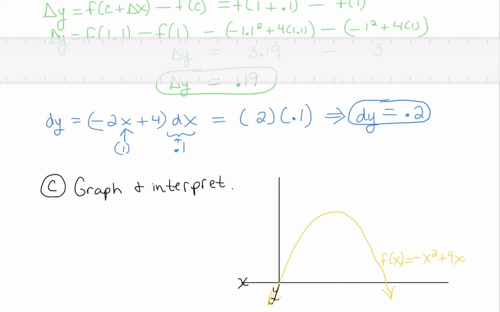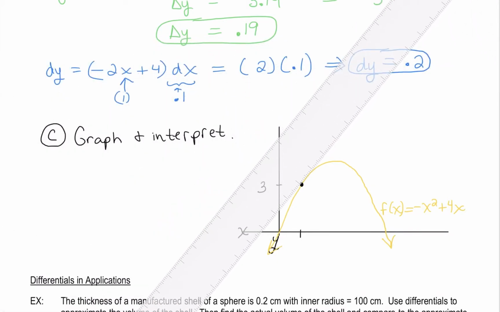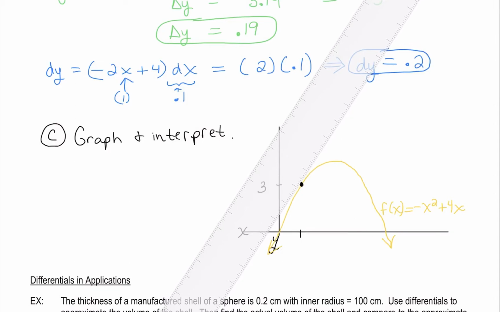All right, now we are interested in what is happening here at the point (1, 3). I don't know, let's just say we're not exactly drawn to scale here. Let's say this is at x equals 1, and we'll pretend that this is all perfectly drawn. And now what I really want to have on here is some kind of a tangent line. So let me draw in my tangent line.